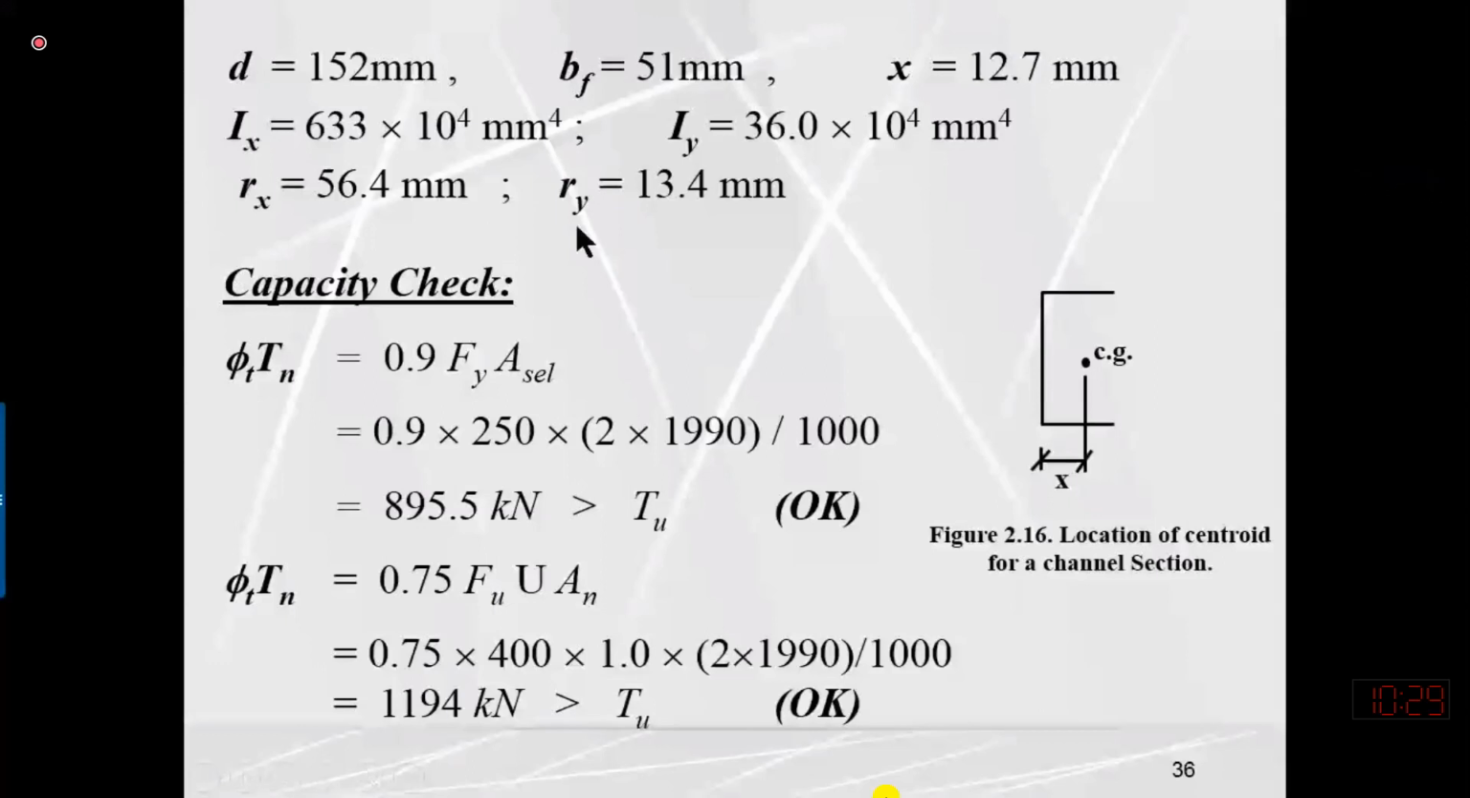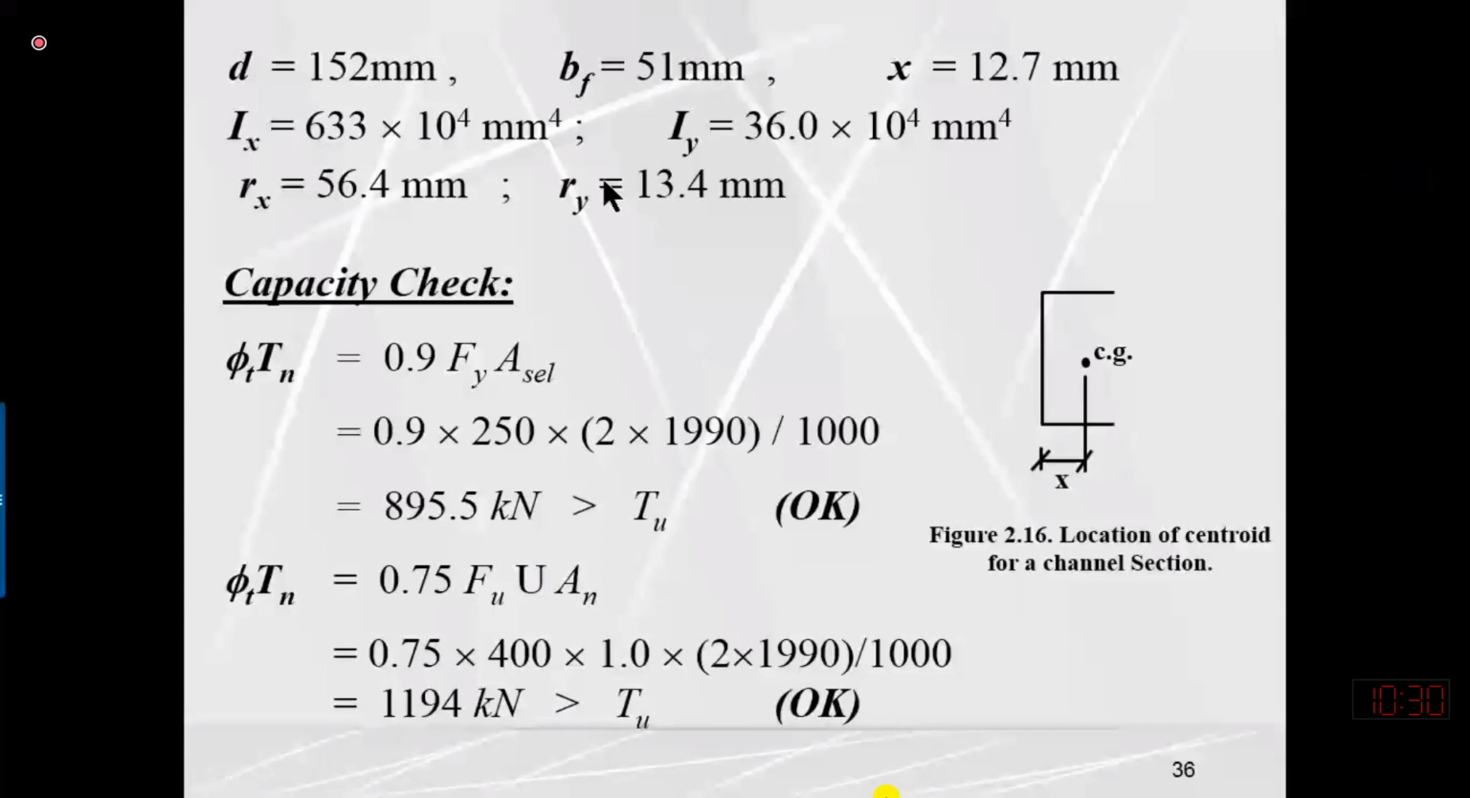So I already explained to you that Rx of the built-up section is always equal to Rx of the single section. It means that I already know the Rx value for the built-up section, which is 56.4. But this Ry is for the single section, not for the built-up. So Ry of the built-up section, the radius of gyration about y-axis, I need to determine by the parallel axis theorem. Parallel axis theorem means that I need to transfer the moment of inertia of the single section from its own y-axis to the y-axis of the built-up section.